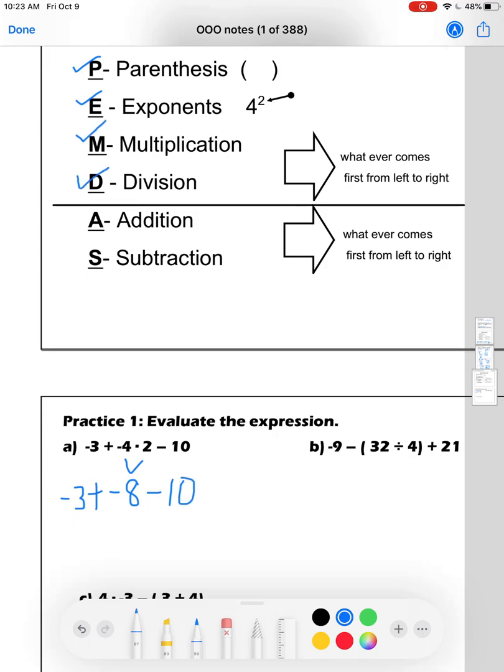Okay, there's no division, so we could skip that. There is addition and subtraction. However, addition comes first. So we're going to add negative 3 plus negative 8 to get negative 11. Bring down your minus 10. Then we're going to go ahead and subtract. Negative 11 minus 10 gives us negative 21.